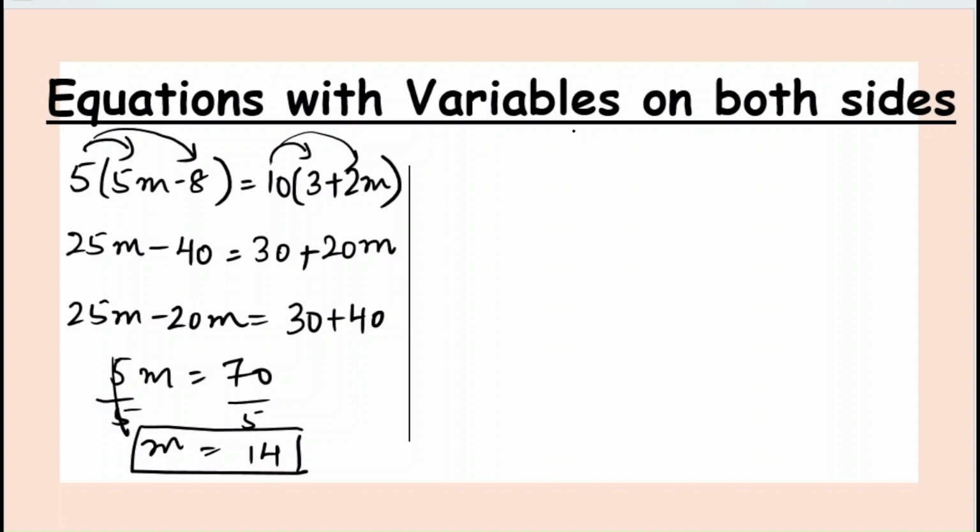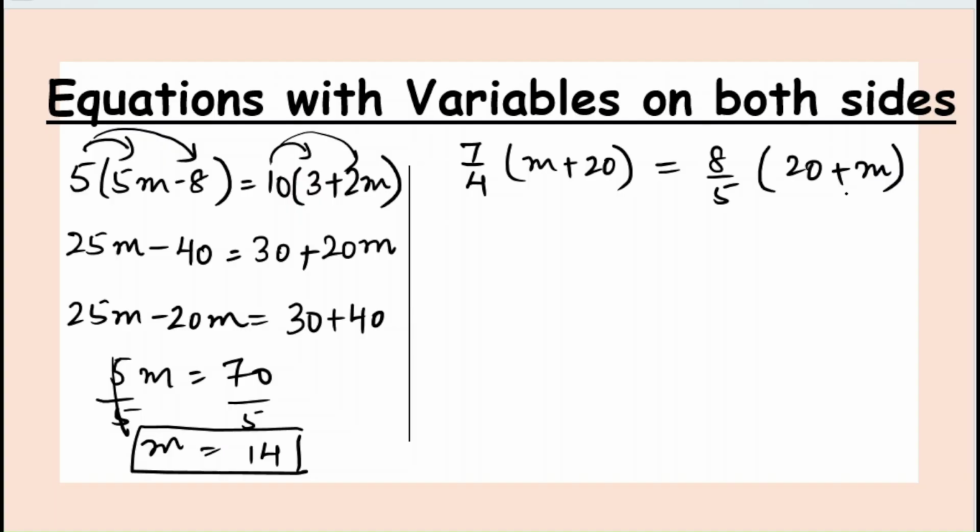Let's do one with the fractional coefficients. So it's 7/4(m + 20) = 8/5(20 + m). It's distributive property as well as the fractional coefficients. All right. So let's multiply this constant outside with all the terms inside the parenthesis. So 7/4 times m plus 7/4 times 20.